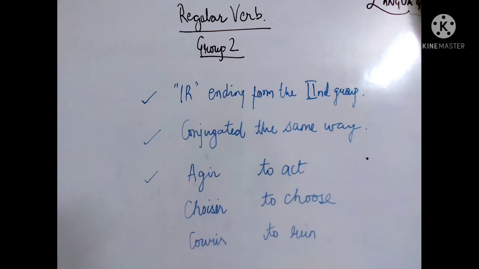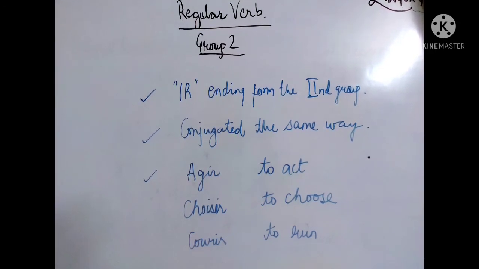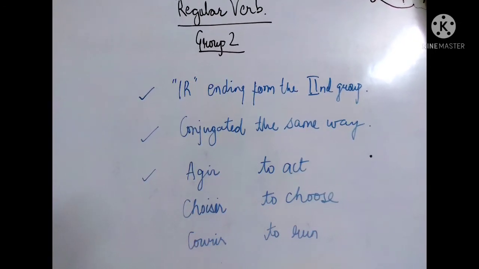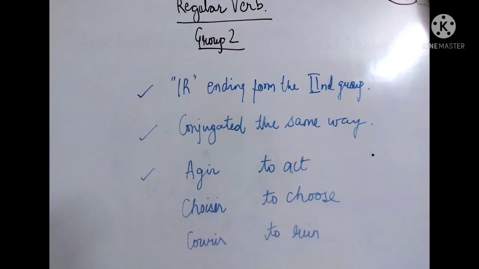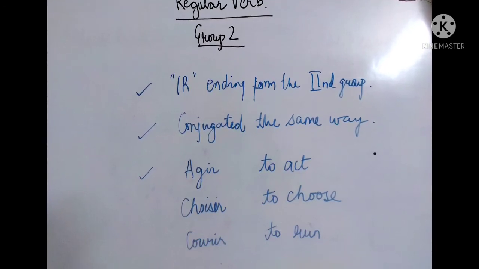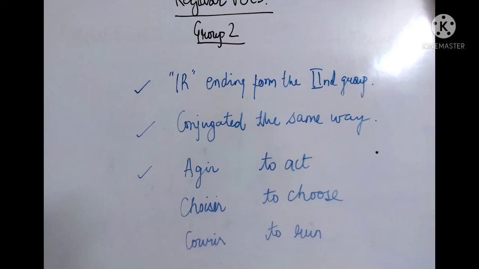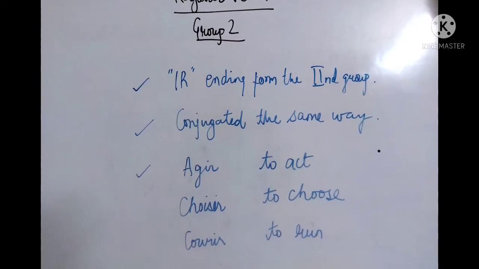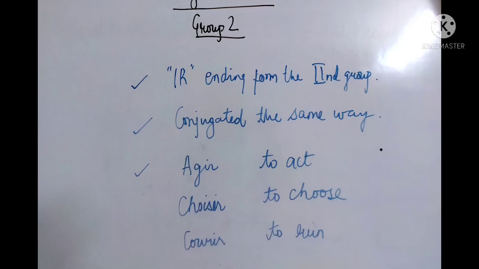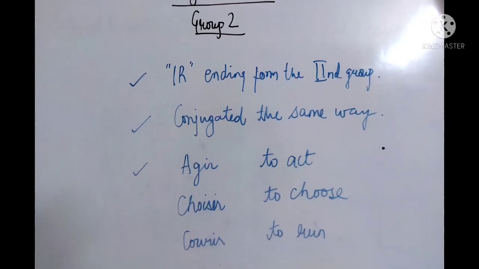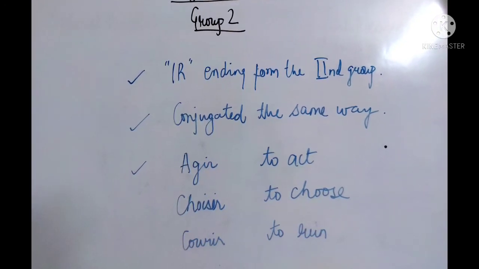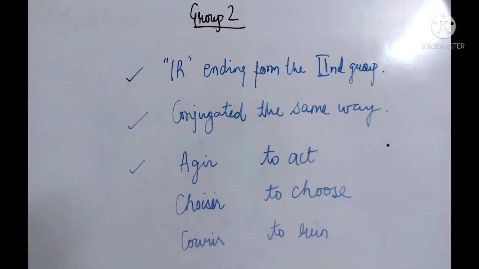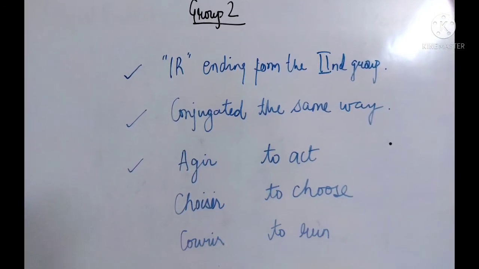This is a group 2 verb. Here, IR ending verbs form the second group. Although these verbs end in IR, they are very regular in nature. Okay, they are not irregular at all. So don't get confused by the ending IR. They all conjugate in the same way. They belong to the same family, which is IR.